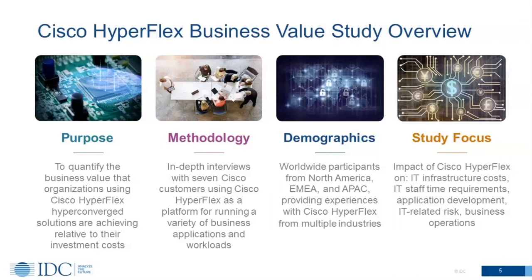For the study, IDC spoke with organizations that have deployed HyperFlex that were based in the United States, Europe, and Asia Pacific, and covered a diverse group of industries, including, as you can see on this slide, animal medicine, energy, healthcare, logistics, rural resources, and retail. The focus of this study was on understanding the impact, both operationally and financially, of these organizations' use of HyperFlex. As you'll see in the coming slides, findings include both financial results in terms of benefits achieved and investment costs incurred, as well as key performance indicator results in various IT and business areas.